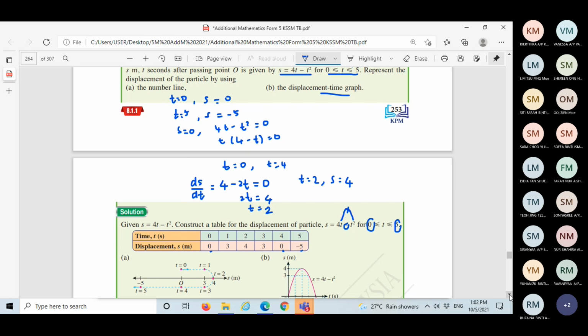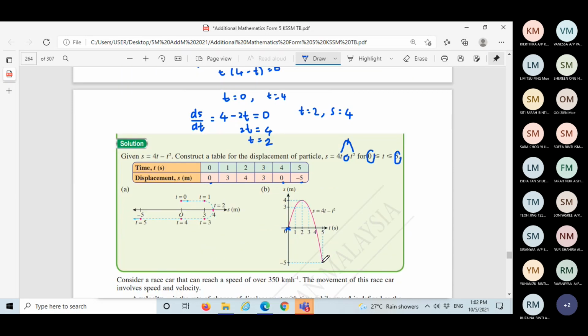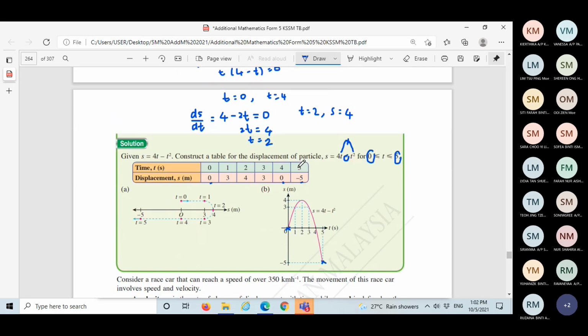Based on this graph, first point 0, 0, I mark here. Second point 5, negative 5. Remember, even though it's a sketch, try to use a uniform scale. Next, when s is 0, you get 2 points: t is 0 and t is 4. t is 0, 0, 0, I got already. 4, 0, this is another point. Then the maximum happens when t is 2, s is 4.